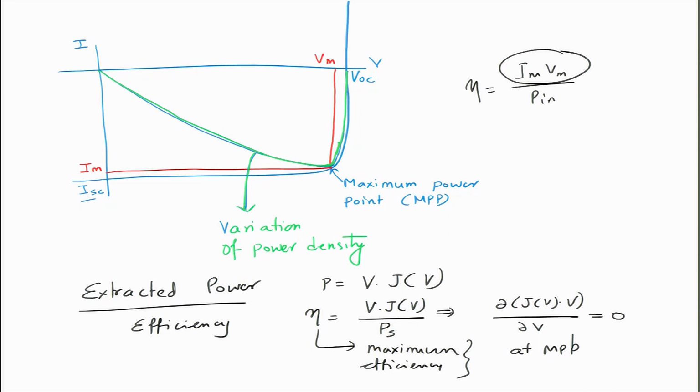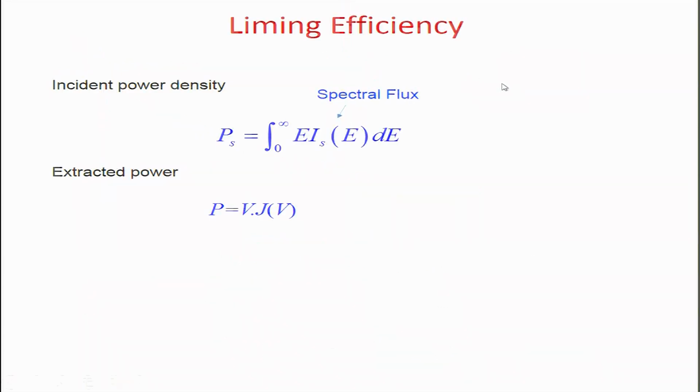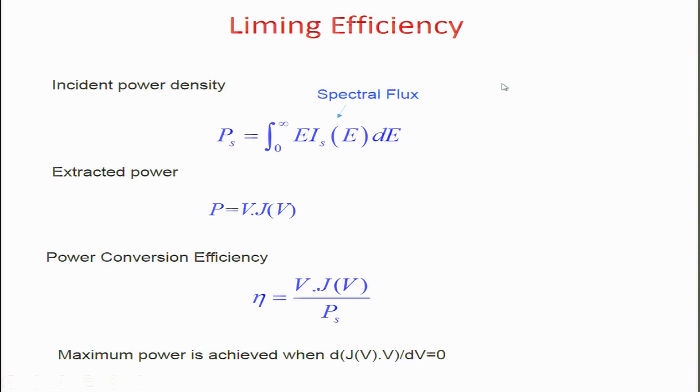Now, let us see a couple of more things relevant to the solar cells, that is, this is what we did here. Your incident spectral power density is this E into ISDE, and extracted power is P into JV or IV, if you take the area into consideration, and then power conversion efficiency is V into JV divided by PS. So, you need to take into account J and I a little carefully.